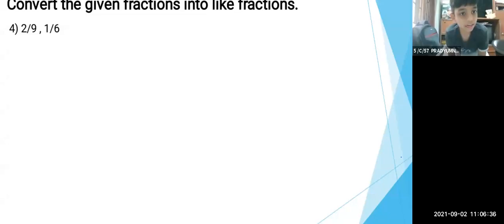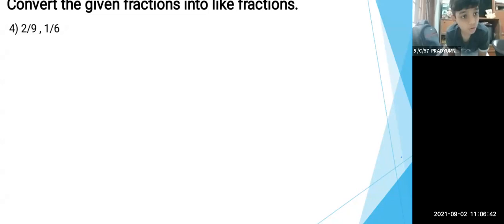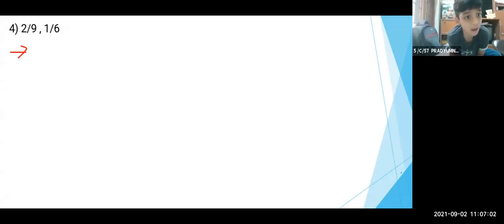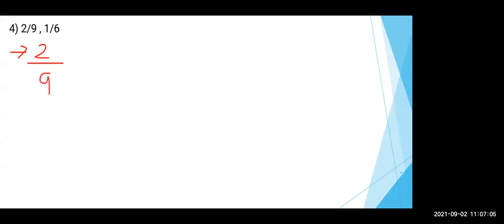Okay. Read 4th question. Yes, teacher. Convert the given fraction into like fraction. What is the 4th question over here? 2 by 9, 1 by 6. Okay. What will be my first step? Chalo, you tell me what is my first step. Teacher, first we will write 4 upon 5, 3 upon 10. 4 upon 5 इधर किधर है? Sorry, teacher. 2 upon 9, 1 upon 6. Very good. It is 2 upon 9 and 1 upon 6. Now you tell me which one is smaller denominator here?